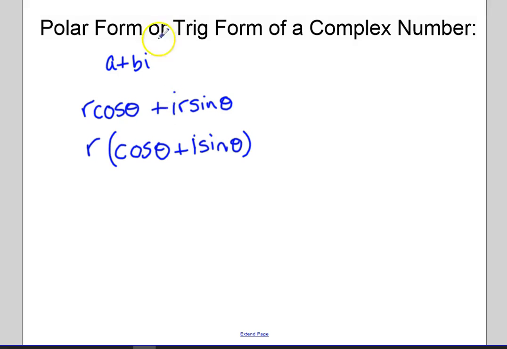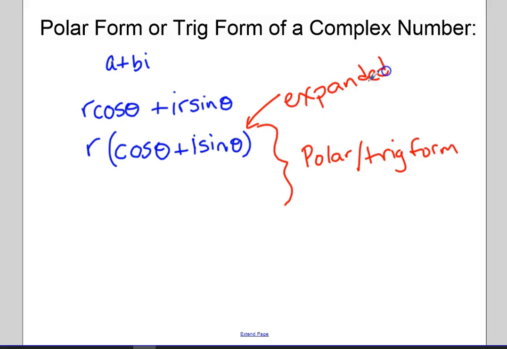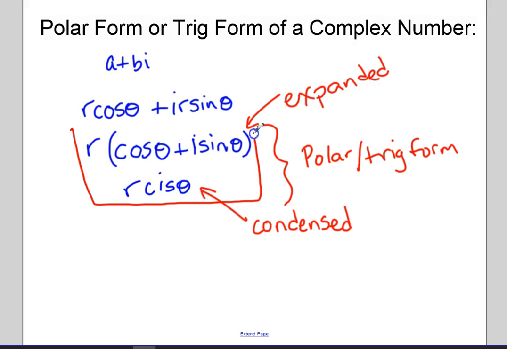Okay, so that's considered expanded polar form. And there's also a condensed form, because it's always cosine some angle plus i sine theta, so sometimes they write it this way. The condensed form is this, r cis theta. They just take the c, the i, and the s from cosine i sine theta, and they write r cis theta. And that's called the condensed form. Box that in. Those are your complex numbers in polar and trig form.